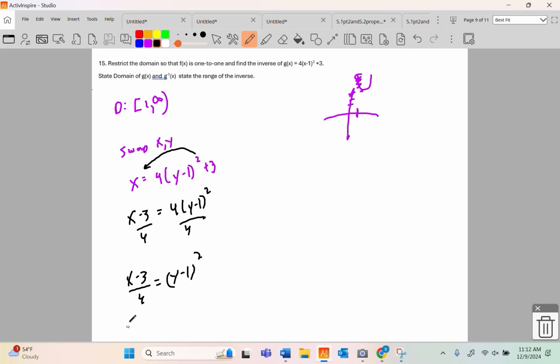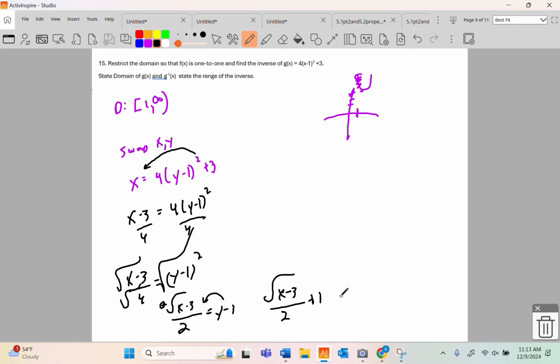Then we take the square root of both sides, and I'm going to do this as a fraction. Root of (x minus 3) over 2 equals y minus 1. It's supposed to be plus or minus, but since we restricted the domain, it's just positive, and we add 1. Root of (x minus 3) over 2, plus 1, is the inverse of f of x.